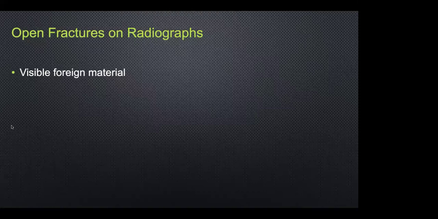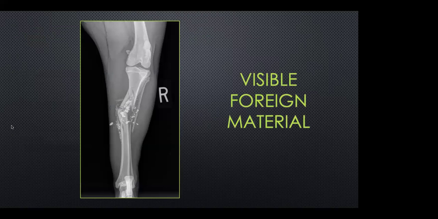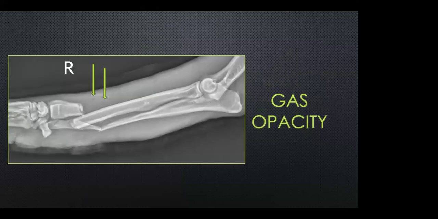The first is going to be visible foreign material, gas opacity within the soft tissues, and then bone penetrating through the soft tissues or wound out the skin, which is a pretty obvious one. This shows visible foreign material. So here we're looking at gunshot pellets, arrowheads, foreign material. Sometimes you're not going to appreciate that, but a lot of times, obviously, you will with the gunshots. You can see here, though, that you're not seeing much gas tracking in these soft tissues, right? So that can be a little trickier, but you can see the obvious pellets.